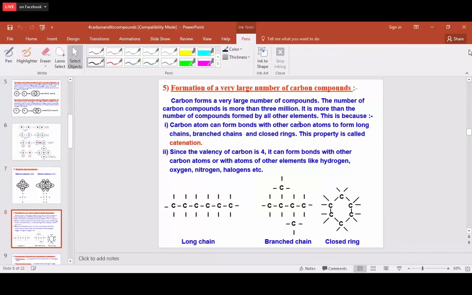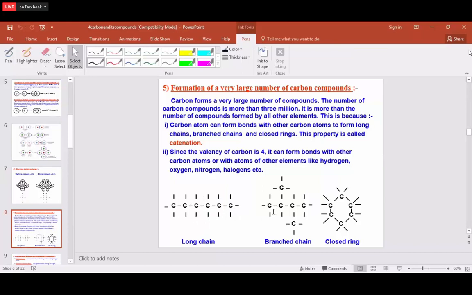A carbon atom can also make bonds with other carbon atoms to form a long chain, a branched chain, and also closed rings. This property we call catenation. Because it has valency 4, it can make bonds with 4 other atoms at a time, and usually it makes bonds with hydrogen, oxygen, nitrogen, halogens, etc. So this is a long chain. Carbon single bond, it will continue. So this long chain will continue. This is one of the examples, like a polymer, polythene.